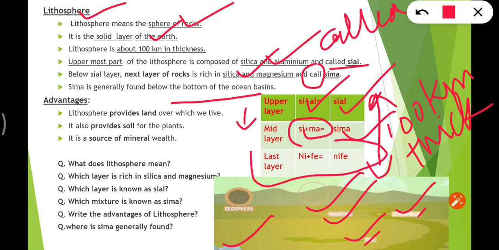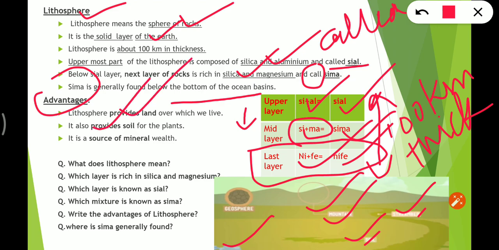This is not in your syllabus, but I have included it here. It is the last layer, rich in nickel and Fe, iron. It is called Nife. Lithosphere provides advantages. It provides us land over which we live, provides soil for the plants, and it is a rich source of mineral wealth. Okay, it provides us minerals.